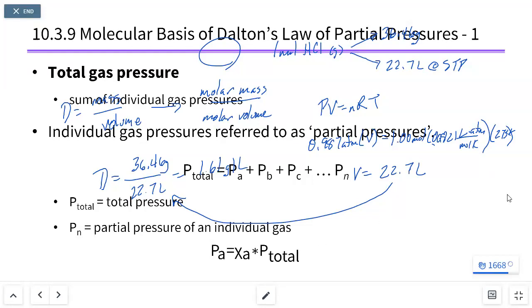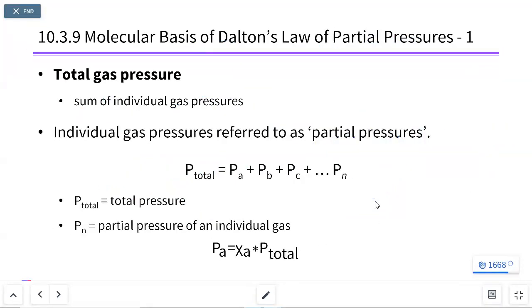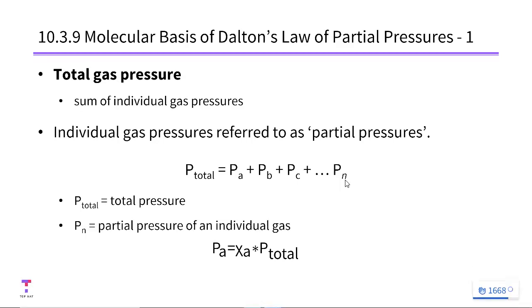All right. Last idea that I want to throw to you today is a relatively simple one. It's the idea that if I have a mixture of gases, each one of those gases will exhibit its own pressure. The pressure that we are discussing is something called the partial pressure. And the partial pressure of a gas is simply the individual pressure that it exhibits in the overall sample.